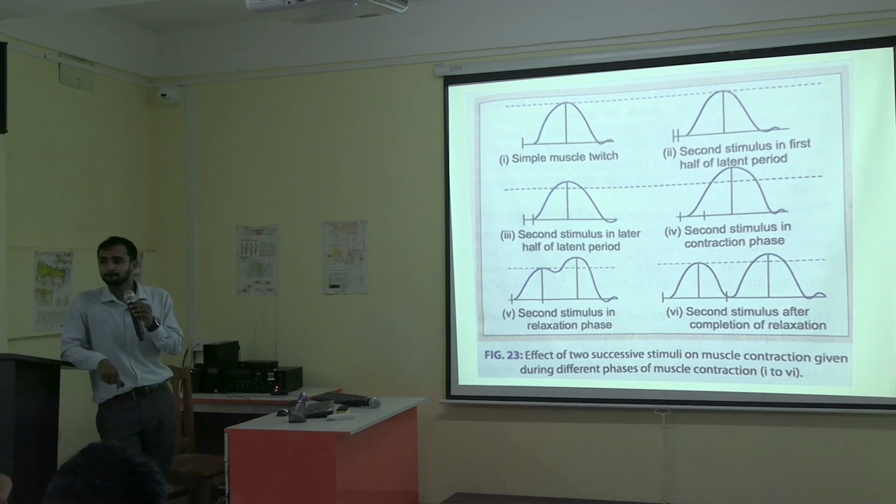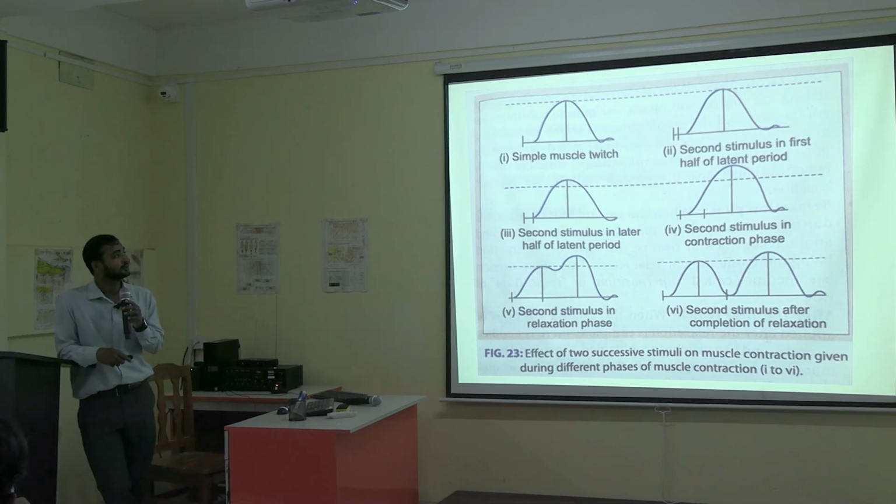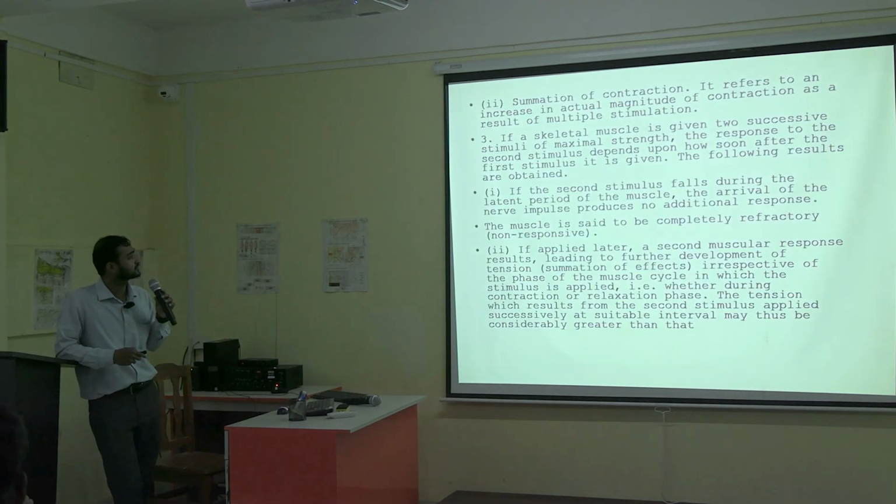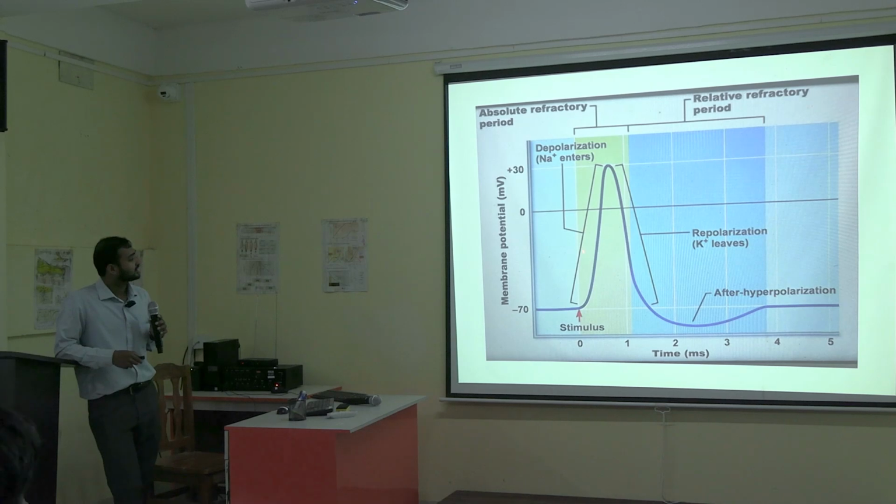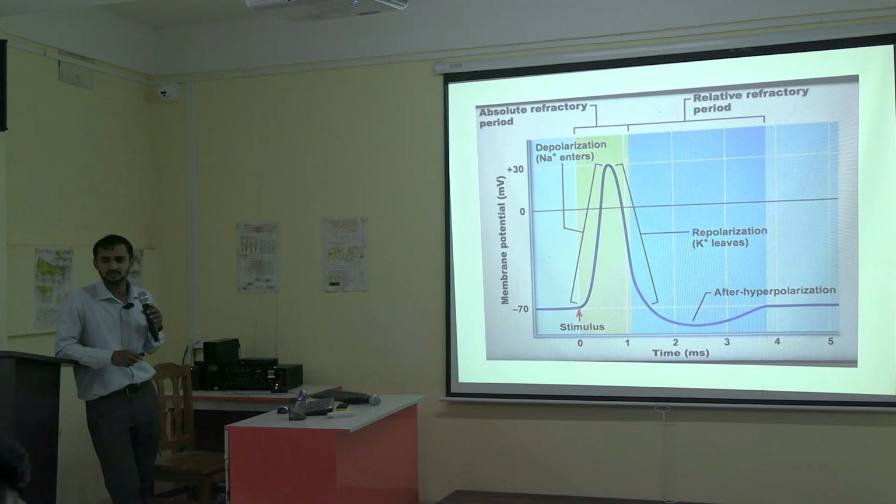Why? Relative refractory period. But why? What happens in absolute? What happens in relative? In that picture, I have shown you Na. What happens here? Which channel is open here? M. Here? Closed. So here, the closed one will get opened. This one is open, and here the closed one will get opened.